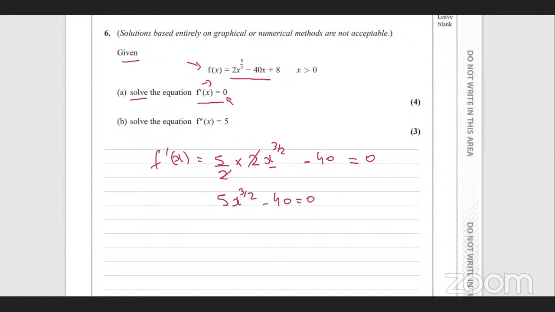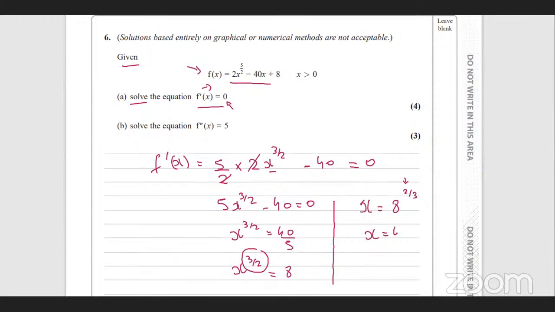Okay, so I can take 40 to the right side and divide it by 5. And this is giving me x to the 3 by 2 equals 8. And I know that x would be equal to 8 to the power 2 by 3. Since we have 3 by 2 here, I will write 8 to the 2 by 3, and that is x equals 4. Okay, so again, you were asked to solve this equation.